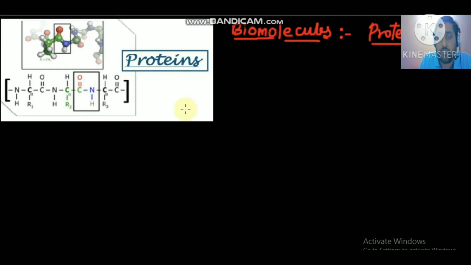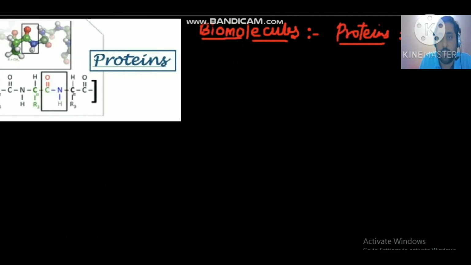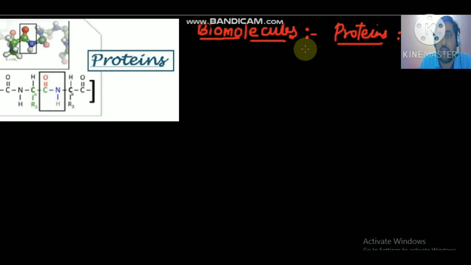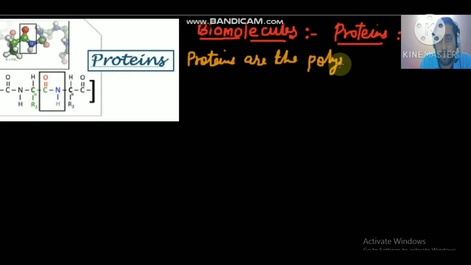In this video we will discuss the topic proteins and amino acids. Okay, now proteins are the polymers. Proteins are the polymers of alpha amino acids.